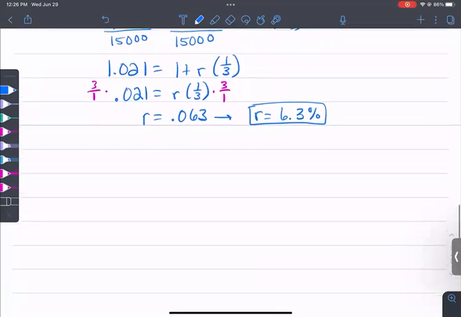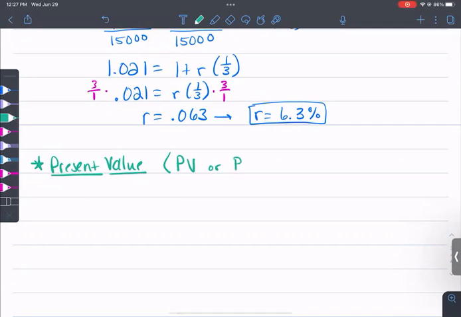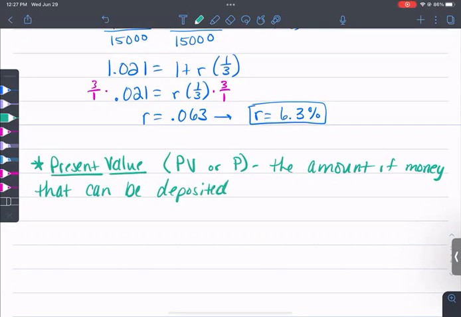Okay, so we talked about future value. There's also a thing called present value. Present value you'll see in your formulas as PV, or the letter we've already used, just capital P. This is the amount of money that can be deposited today to yield some larger amount in the future.